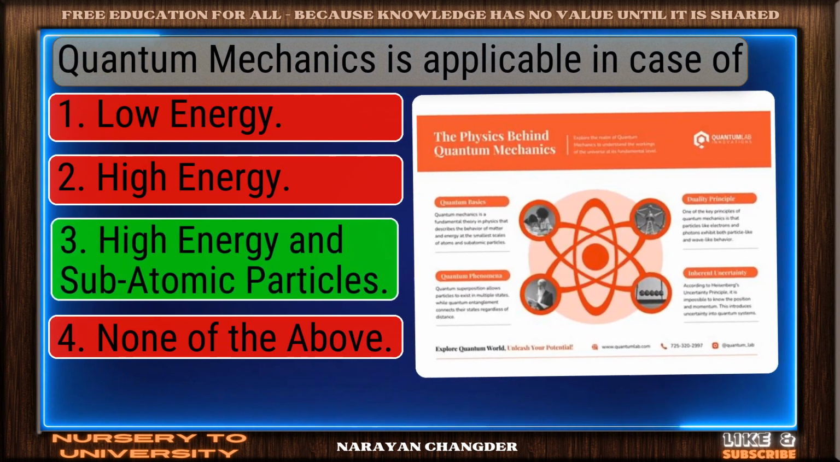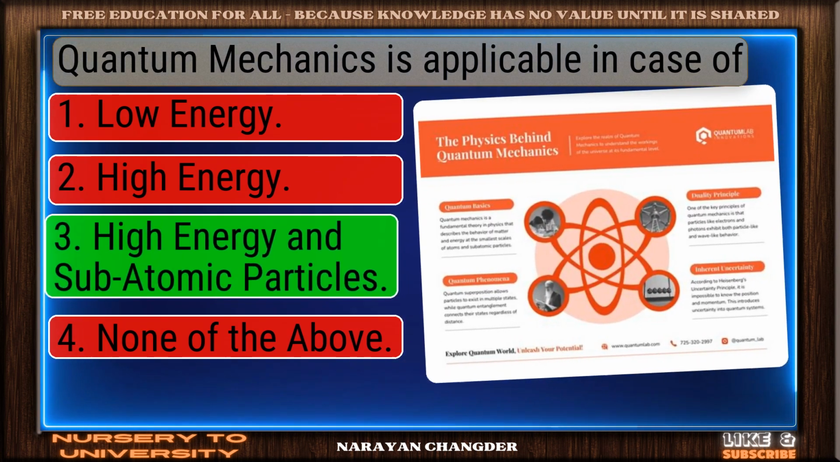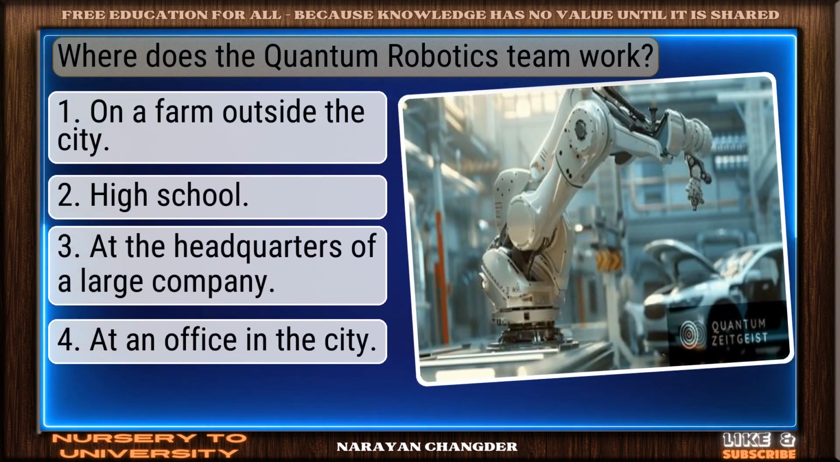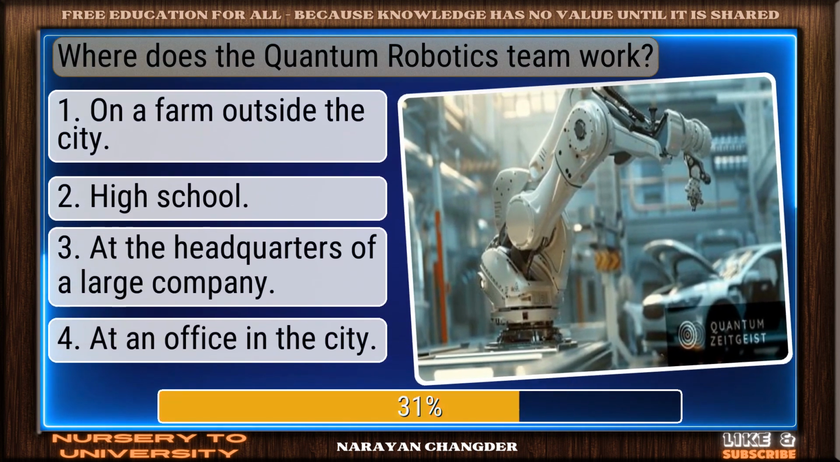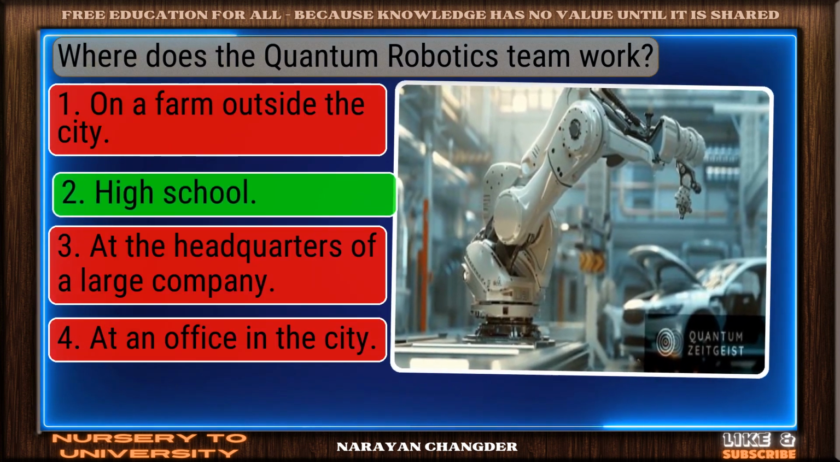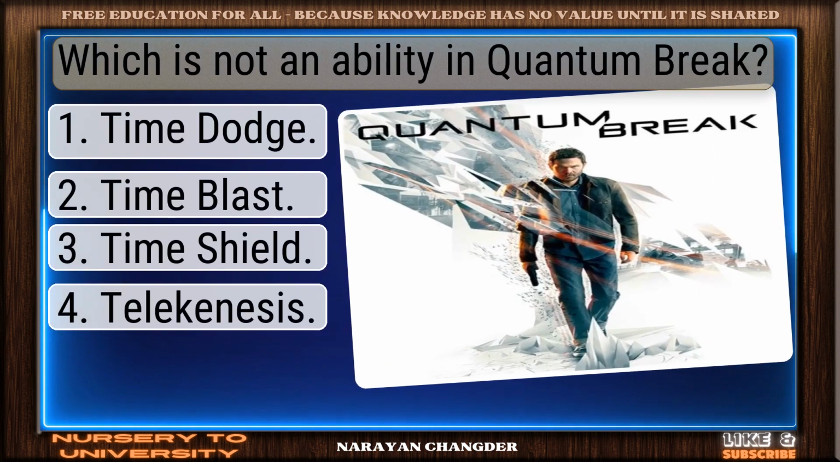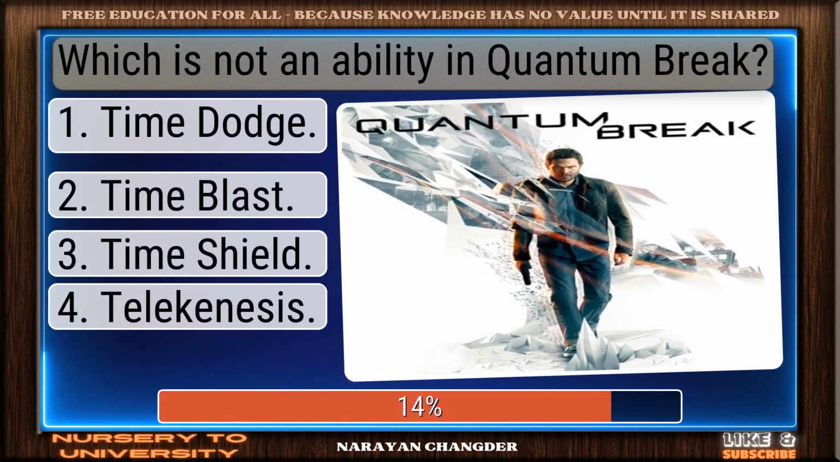Excellent choice. High energy and subatomic particles is the right answer. Question number 48. Where does the quantum robotics team work? Well picked. High school is the correct answer. Question number 49. Which is not an ability in Quantum Break.